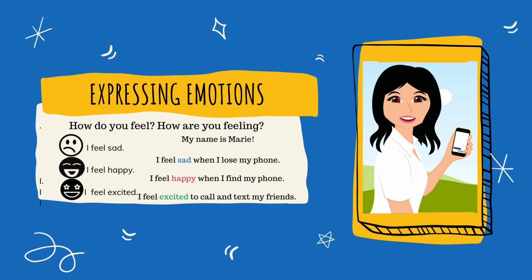So here is an example. My name is Marie. That is the girl who is carrying the cell phone in the picture. My name is Marie. I feel sad when I lose my phone. I feel happy when I find my phone. I feel excited to call and text my friends.